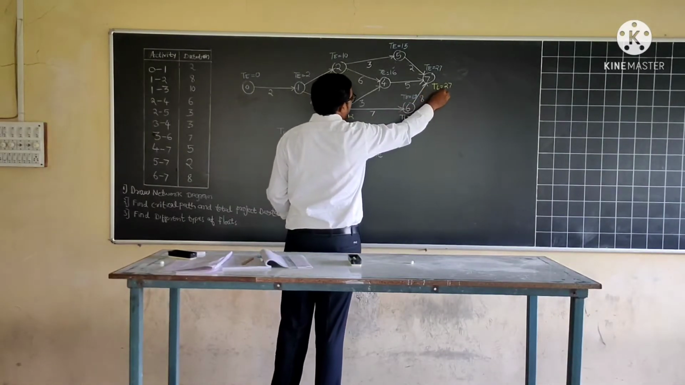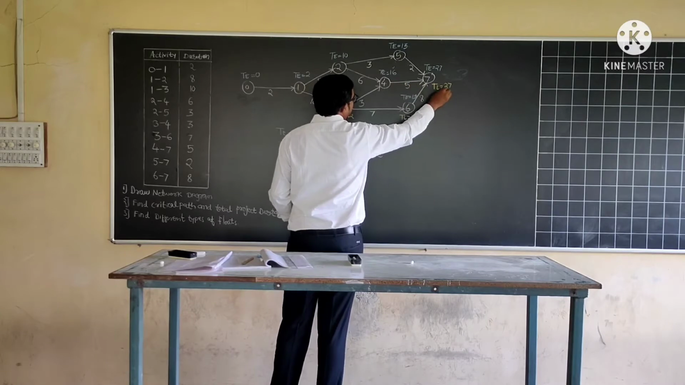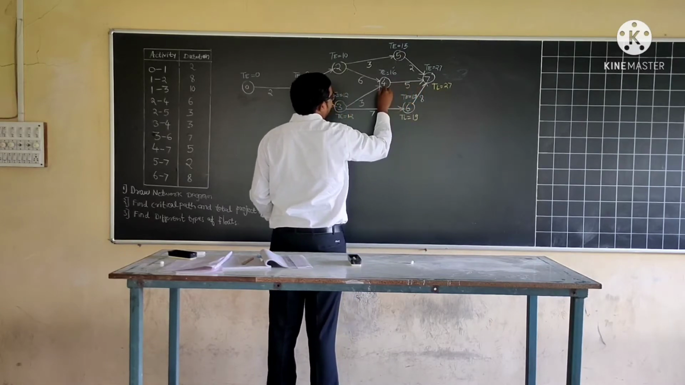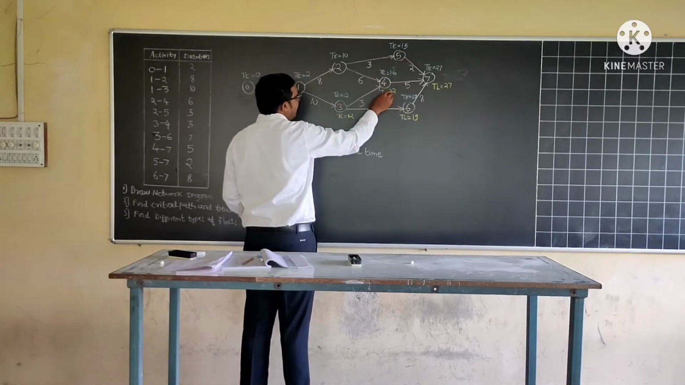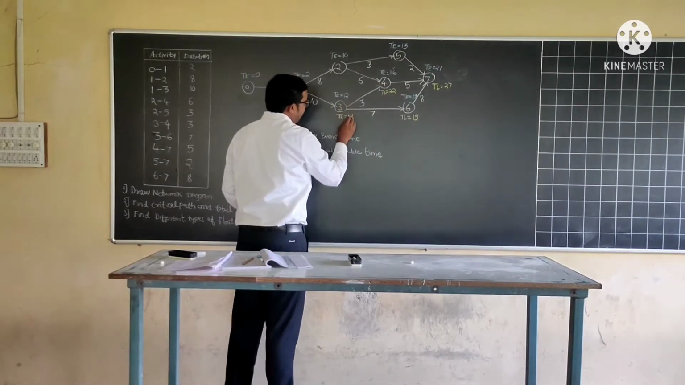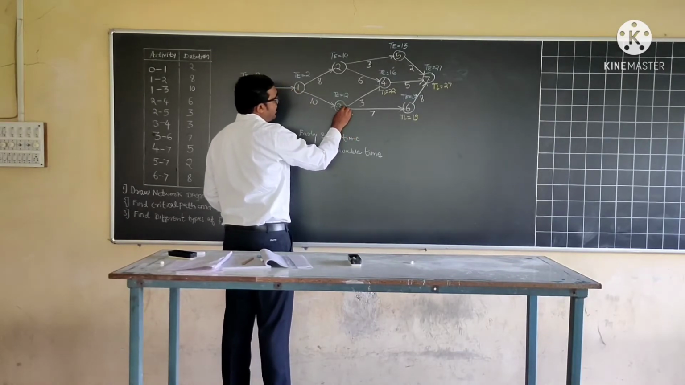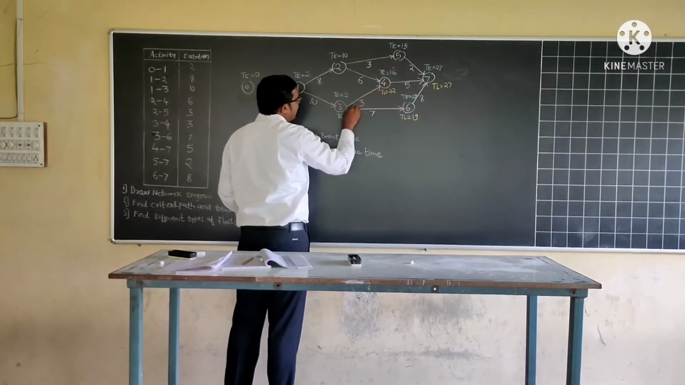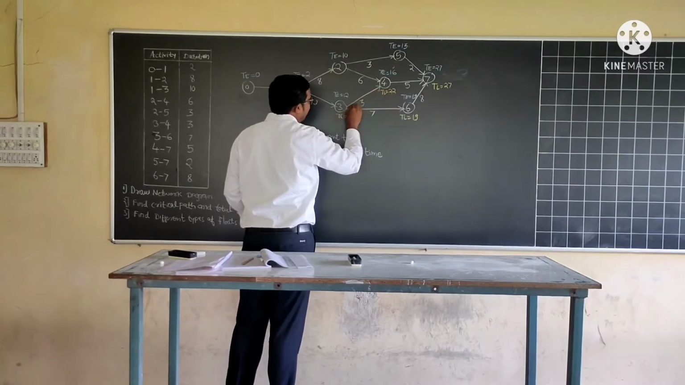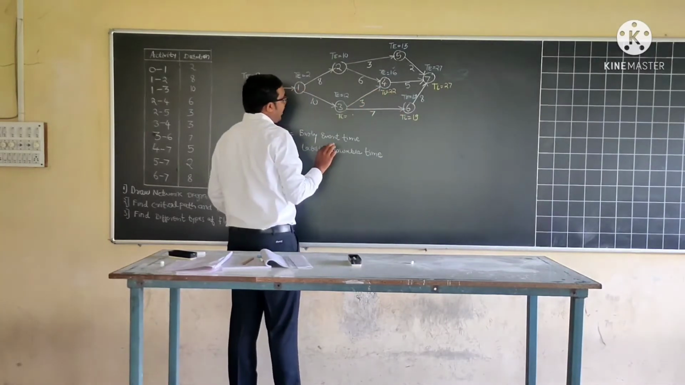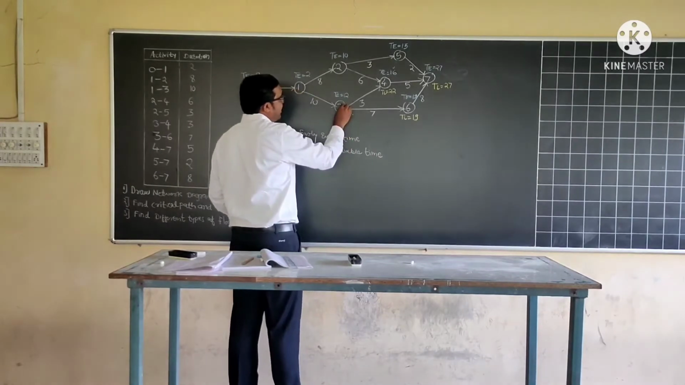Okay, so let us go with this way. 27 minus 5, TL value will be 22. Now we have to consider event number 3. From event number 3, 2 activities are diverging: 3 to 4 and 3 to 6.